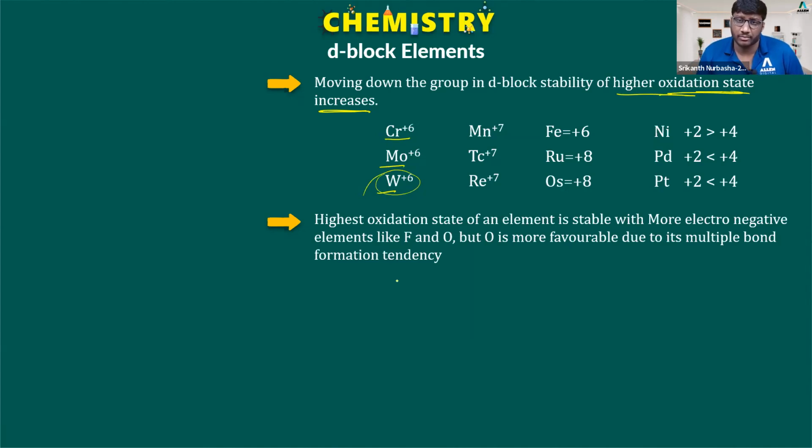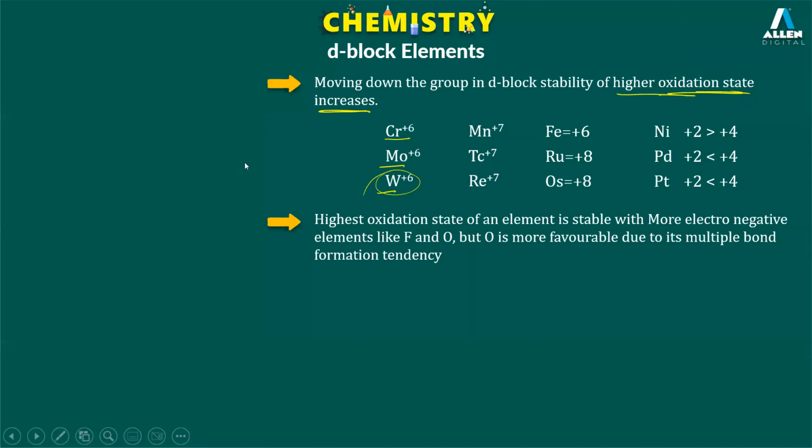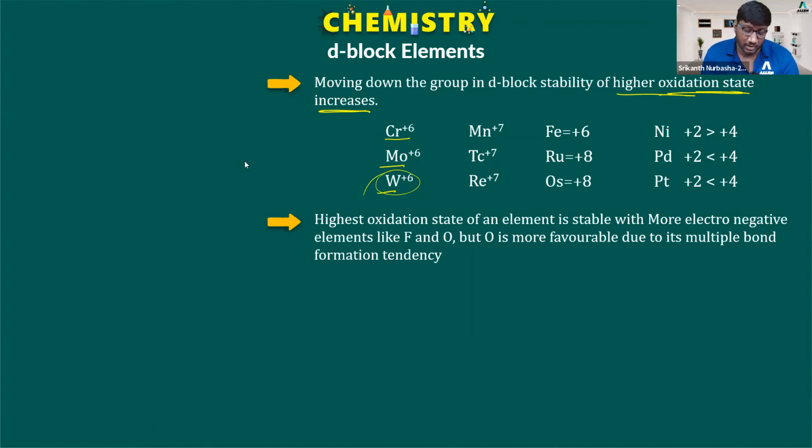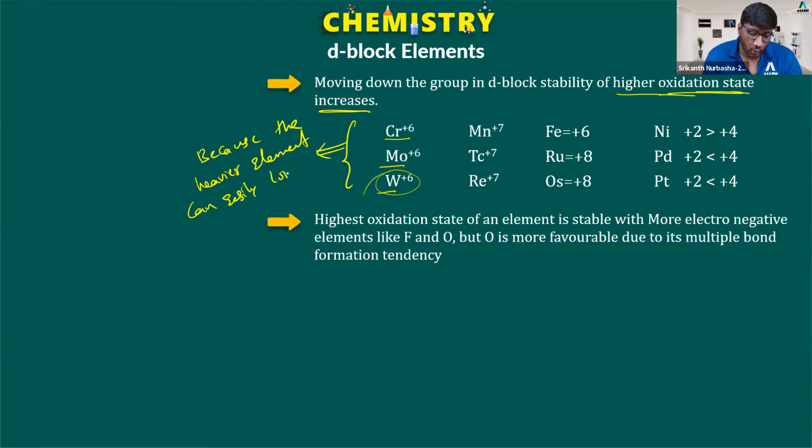Why is it so? Why upon moving down the group does the stability of the higher oxidation state increase? Because they can easily lose the electrons. Because metallic character increases. Very good. Because they are large in size, they can easily lose the electron. Metallic character is increasing. Yes or no? Because the heavier elements can easily lose the electrons.